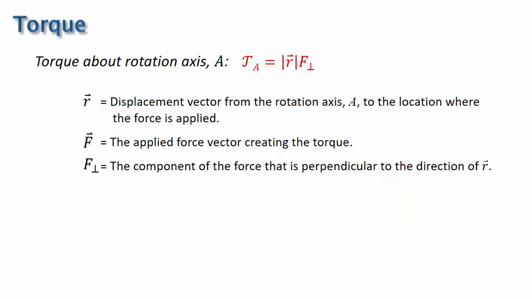Torque about rotation axis A is the magnitude of r times F perpendicular. r in the equation is the displacement vector from the rotation axis to where the force is applied. F is the applied force that creates the torque. And F perpendicular, the last variable in the equation, is the component of the force that is perpendicular to the direction of the r vector. Let's look at the wrench example again to visualize these variables.